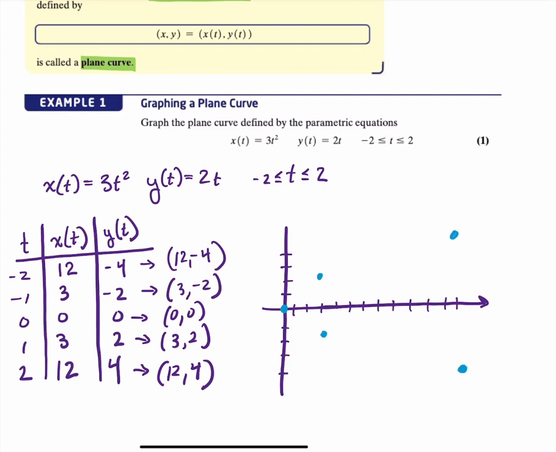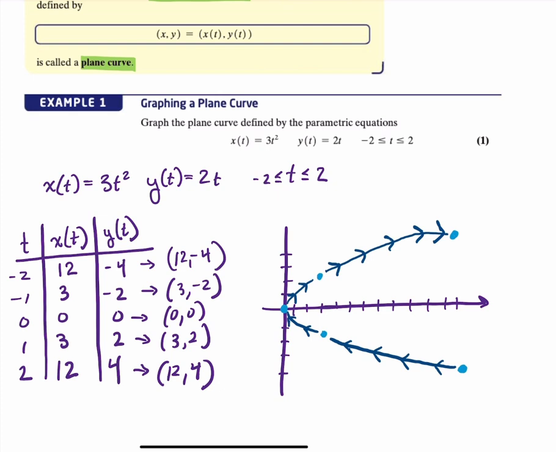So we started at the bottom and then curved towards this middle point and then went back out. We actually get this sideways parabola. So we usually designate the direction that this is being traced out. So I'll put little arrows on the curve. So that will be the plane curve with our given direction.